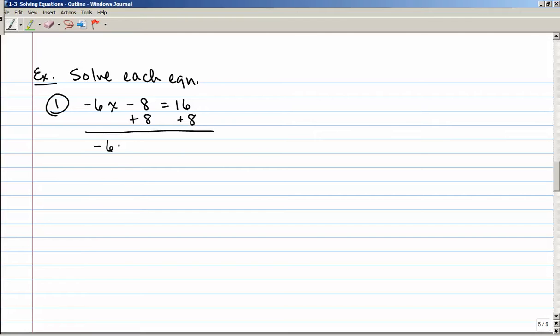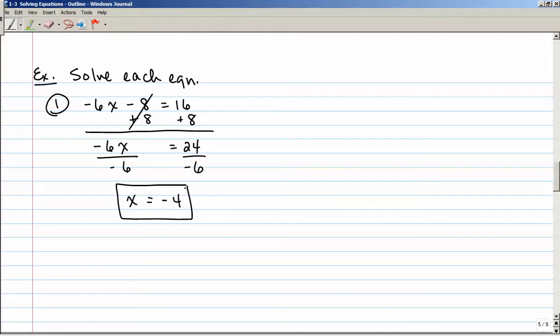So negative 6x equals 24. Basically what we used here was the addition property because I added the same thing to both sides to get rid of that minus 8. Divide both sides by negative 6. That's the division property. I can divide both sides by the same number. And x is going to equal negative 4.